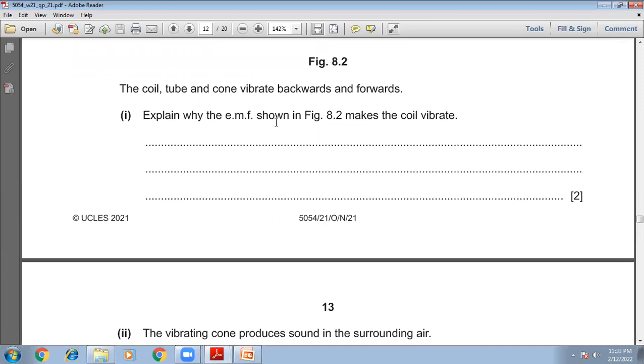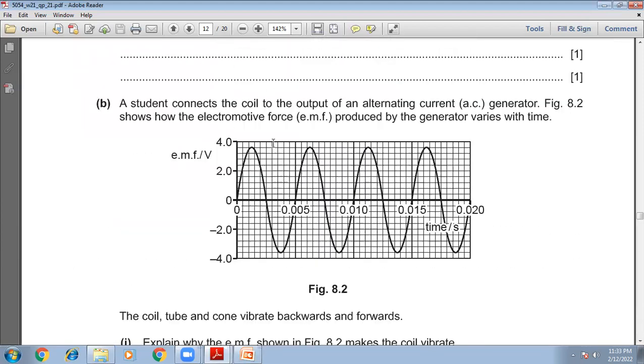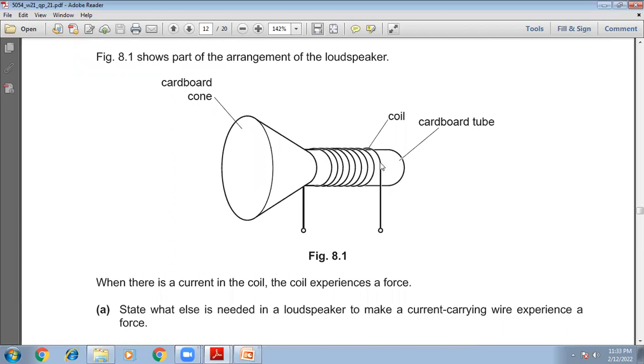EMF shown in figure 8.2 makes the coil vibrate. You see this coil. When you introduce current into it, this becomes an electromagnet. So this coil will have its north pole and its south pole, maybe the north here, maybe the south here. When the direction of the current changes, the polarity of this electromagnet will also change. For example, if north was here, now here we will have south. So when the direction of the current flowing through this coil reverses, the polarity of this electromagnet also reverses, because there will be a permanent magnet here also.